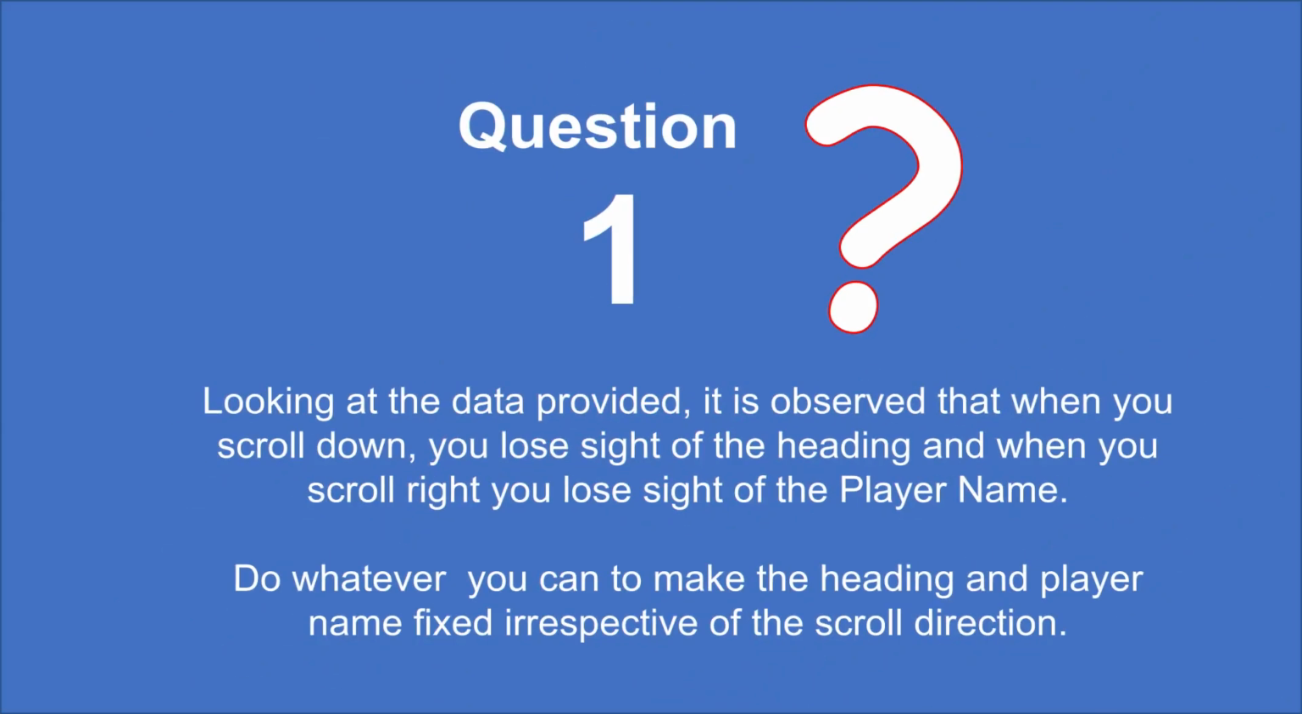So our first question says, looking at the data provided, it is observed that when you scroll down, you lose sight of the heading, and when you scroll to the right, you lose sight of the player name. So the thing they want you to do is to do whatever you can to make sure that the player name is fixed irrespective of the scroll direction.